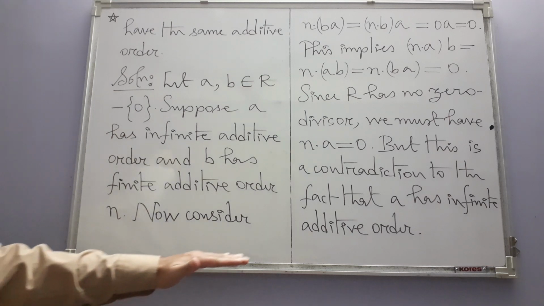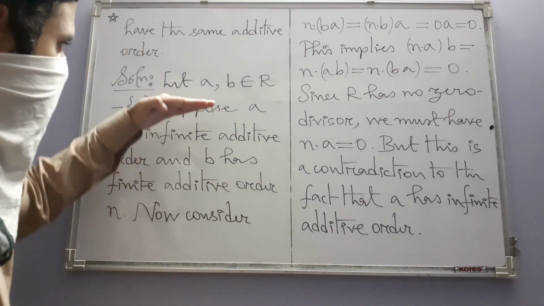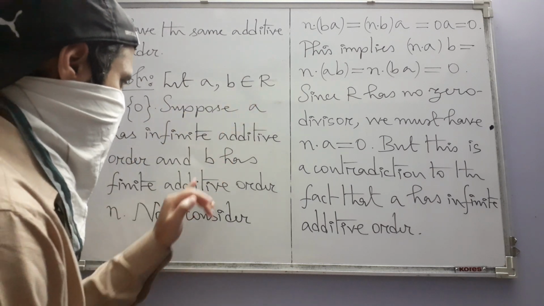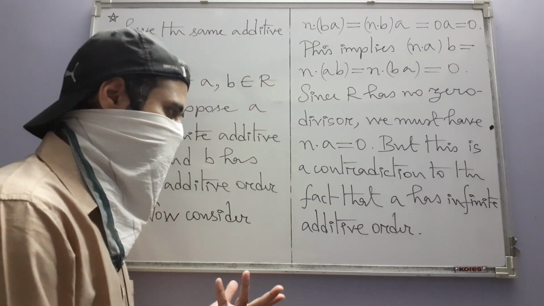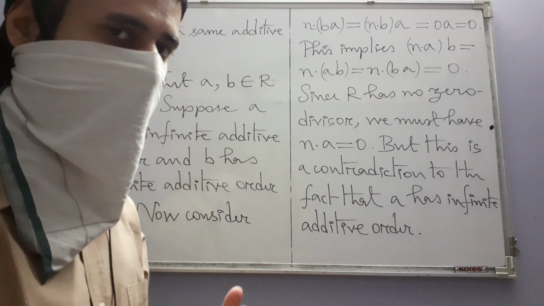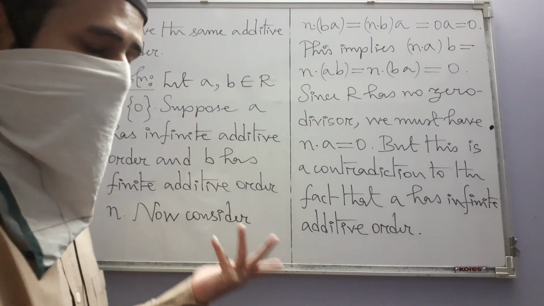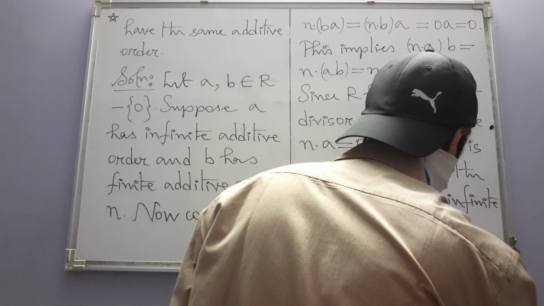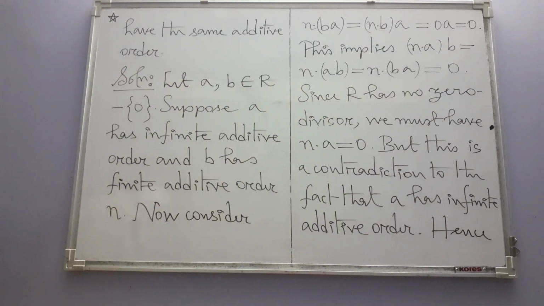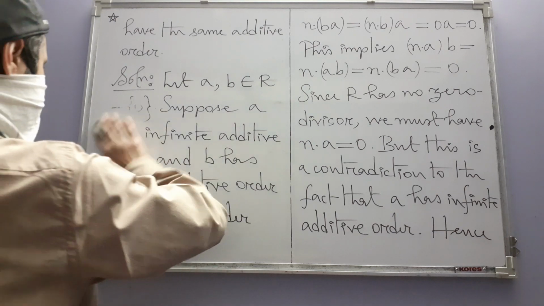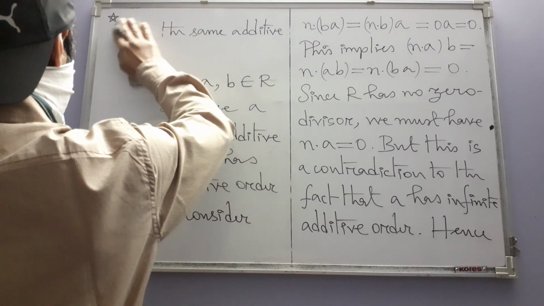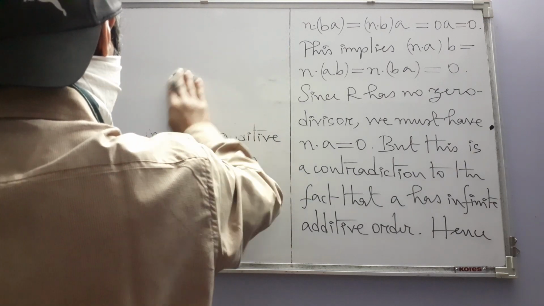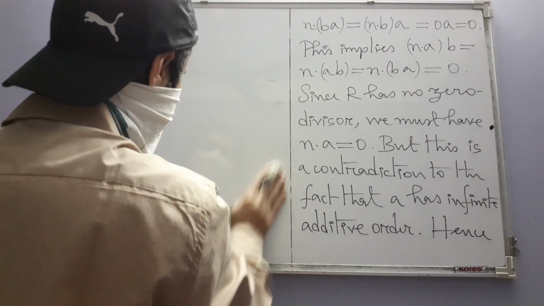And this contradiction has stemmed from our supposition that we have two such elements, one having finite order and the other one having infinite order, which we cannot have. Hence, our last supposition is wrong. And as a consequence, either both of them will have infinite order or both of them will have finite order.